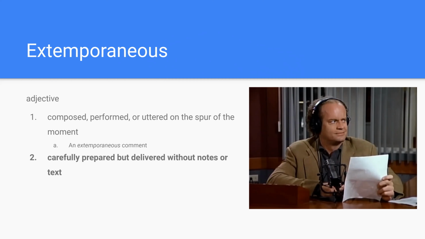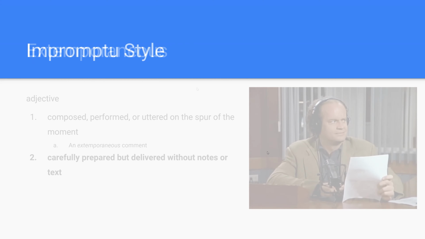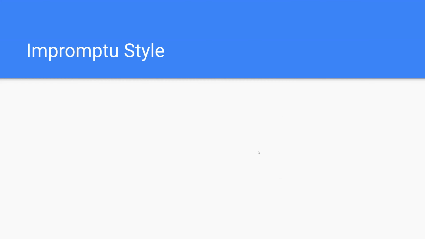you aren't necessarily reading a speech directly from your notes, like completely written out. It's something where you've looked up the information, you've had some time to practice, and then you deliver the information to your audience. All right, let's take a closer look at the impromptu style.